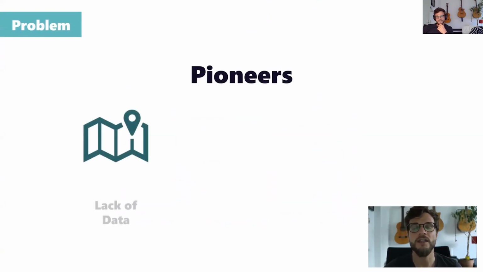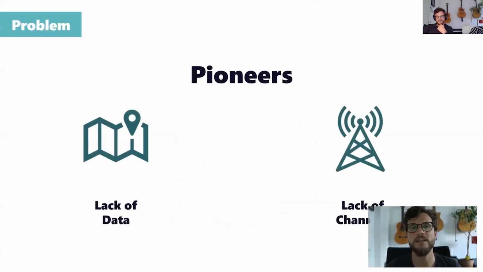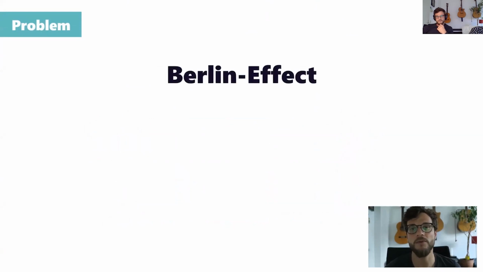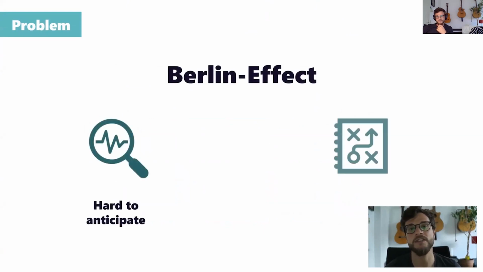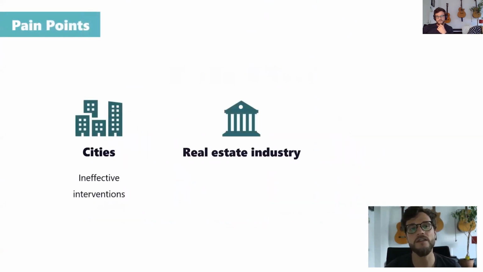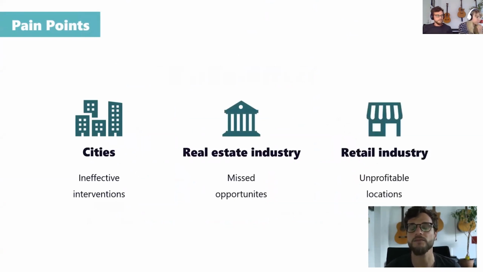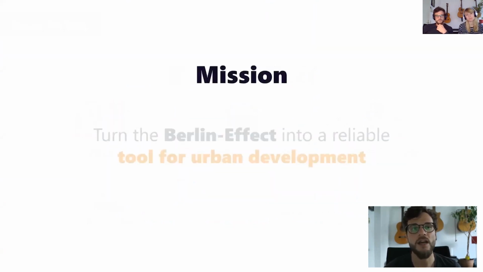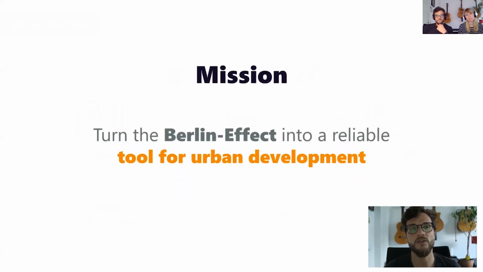Well, up to today, in urban planning, we do not have proper data about these pioneer groups, let alone a direct marketing channel into this community. And that means that even today, the Berlin effect is very hard to predict and control. This means for cities oftentimes very inefficient development interventions, for the real estate industry missed investment opportunities, and for retailers unprofitable location choices. And exactly this is our mission. We are turning the Berlin effect into a reliable tool for urban development.